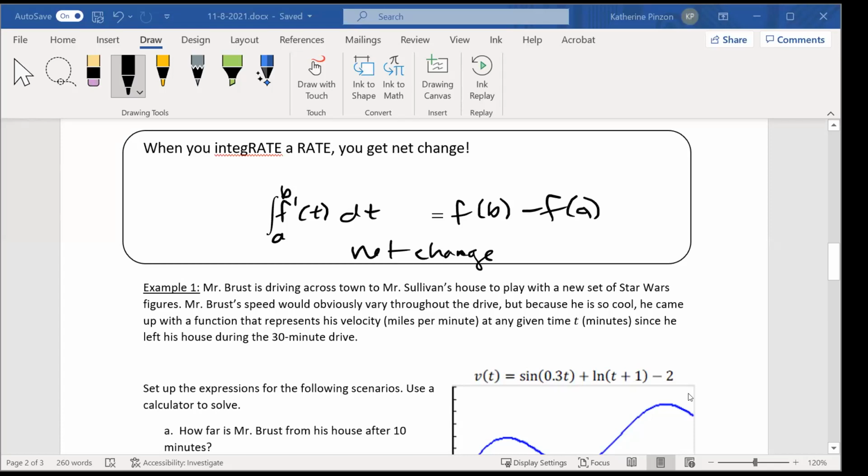Okay, when you integrate a rate, you get a net change. A derivative represents a rate. The antiderivative is the function. You do f of b minus f of a. That's about the Fundamental Theorem of Calculus, right? How do we apply that? We talk about this net change.